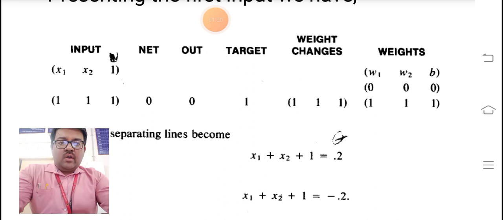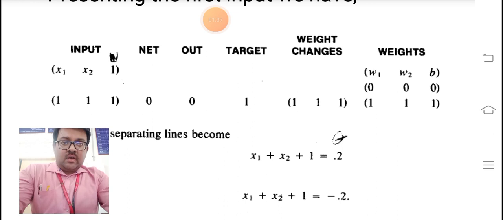We all know the formula for net y underscore in, that is b plus sigma xi wi. So b plus, here we have two inputs, so x1 w1 plus x2 w2. Initially we initialize w as 0. So we get net value as 0, and then we need to find out the out value. For that, we compare the y underscore in result with theta, that is 0.2. If we do that comparison, we get out as 0.